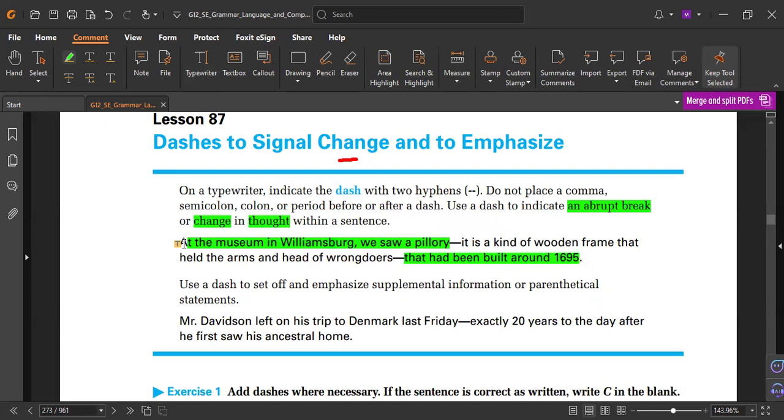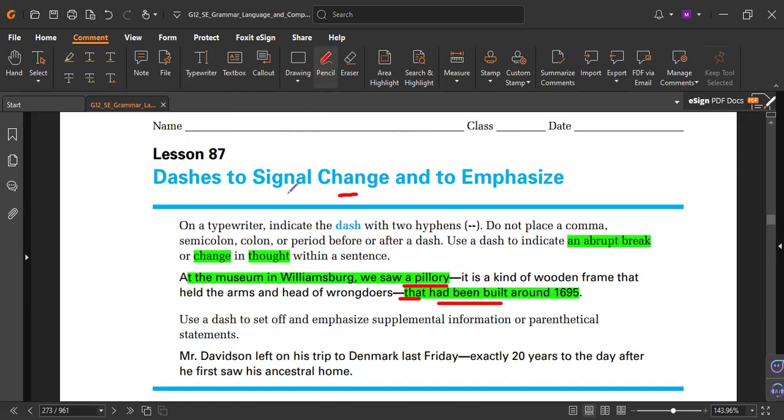Now let's read before and after. At the museum in Williamsburg. So this is a prepositional phrase. We saw a pillory that had been built around. So that here is a relative pronoun. To say this one, a pillory had been built. So it's correct. We have a phrase at the beginning and then a comma and then a complete sentence. Okay. So is there any mistake? Between two dashes, I can add a phrase, a clause, sentences, definitions, I can add anything related to something mentioned before.